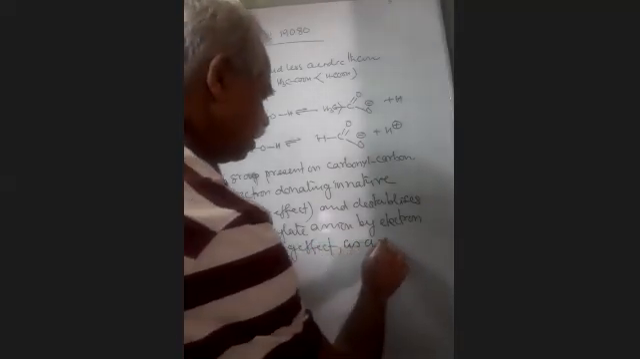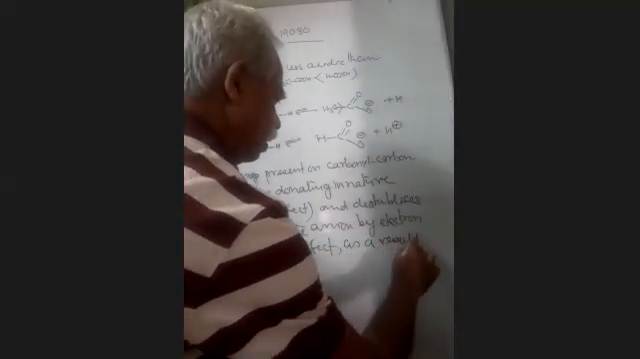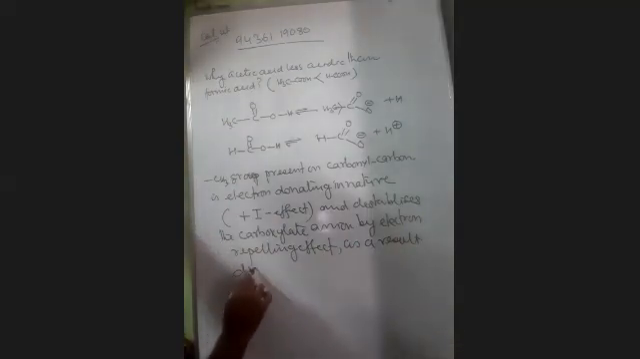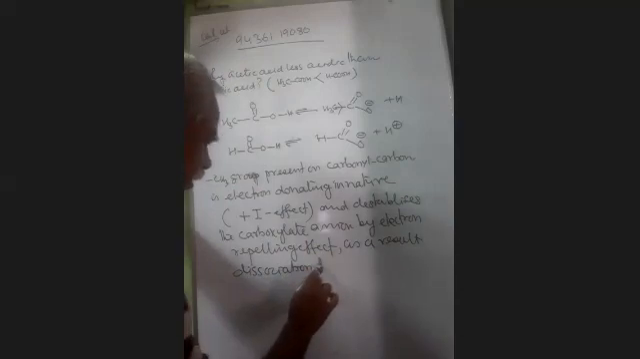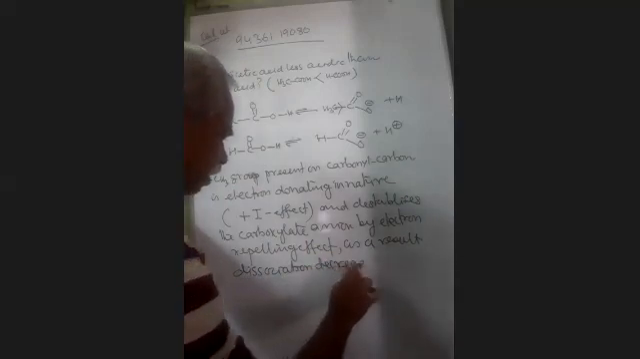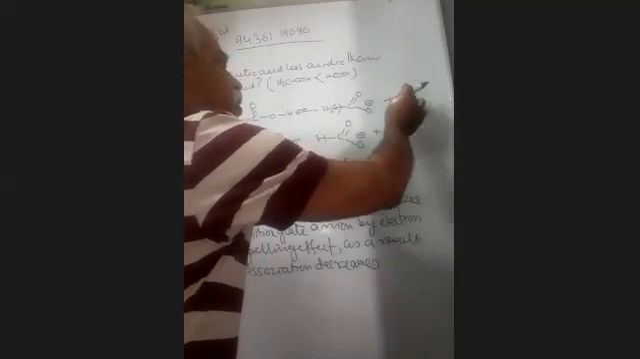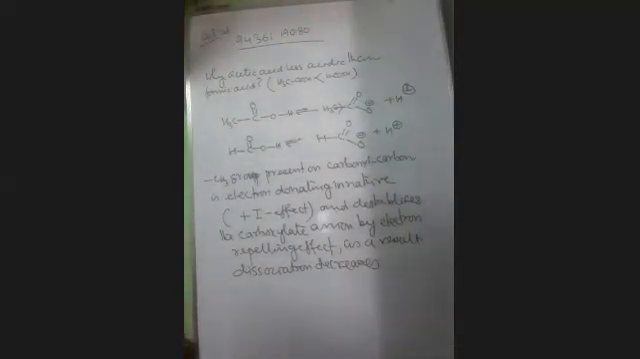As a result, dissociation decreases. See, when we call a substance more acidic, the concentration of H plus in the solution is more. When it is less, the substance is less acidic.